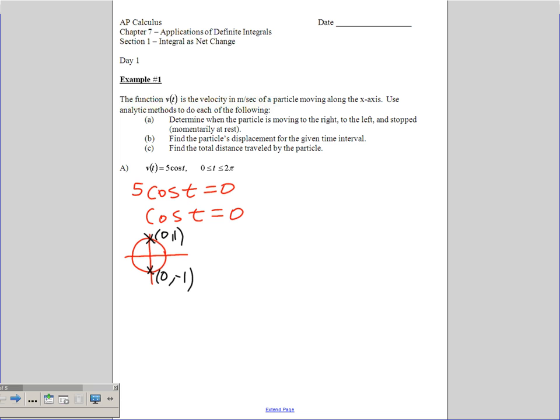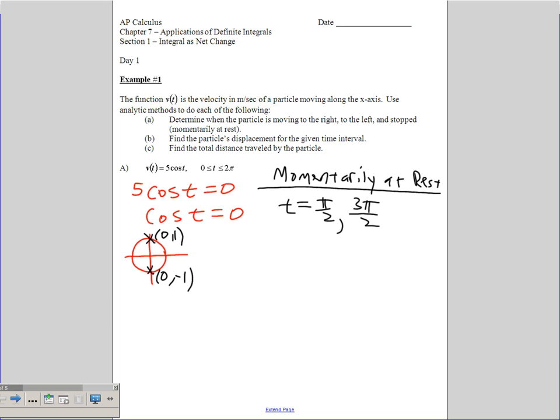Remember, cosine equals the x-coordinate. So this thing is momentarily at rest when t equals pi over 2, and when t equals 3 pi over 2, because that's when the velocity equals 0. A particle is going to be moving to the right and to the left, depending on when the velocity is positive or negative. So we draw our velocity sign chart.